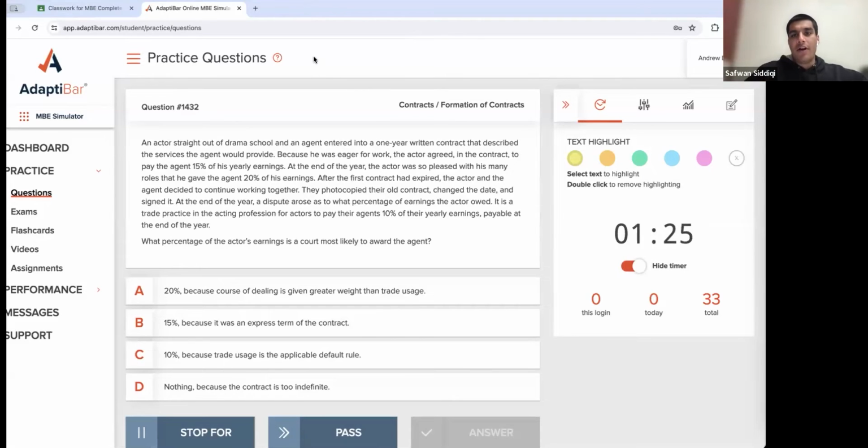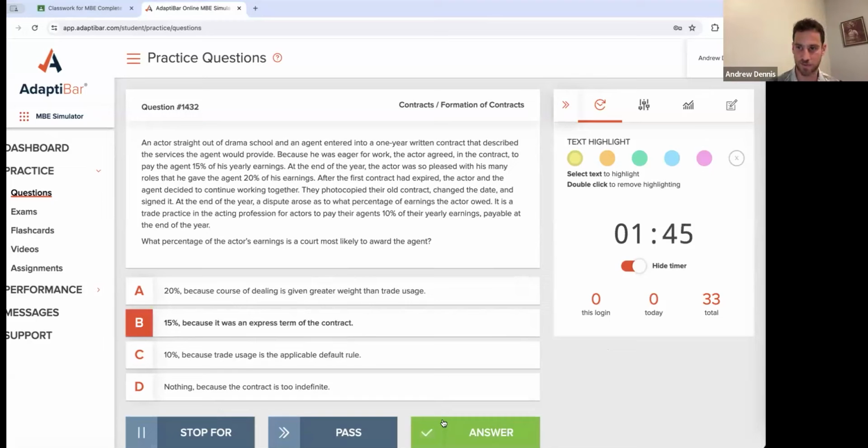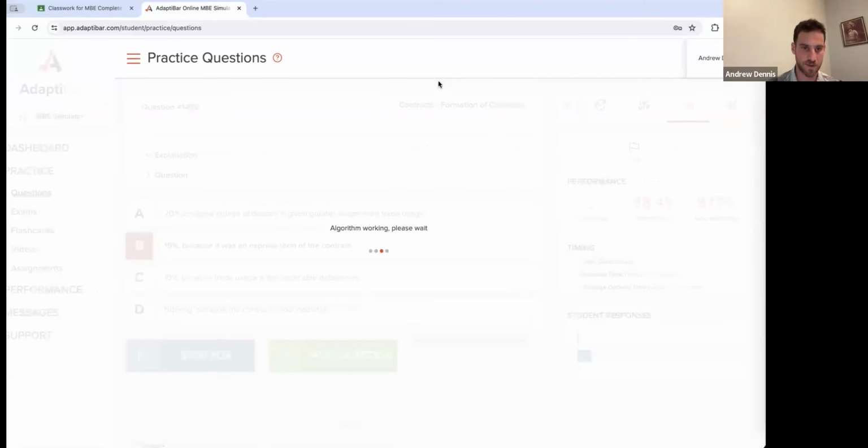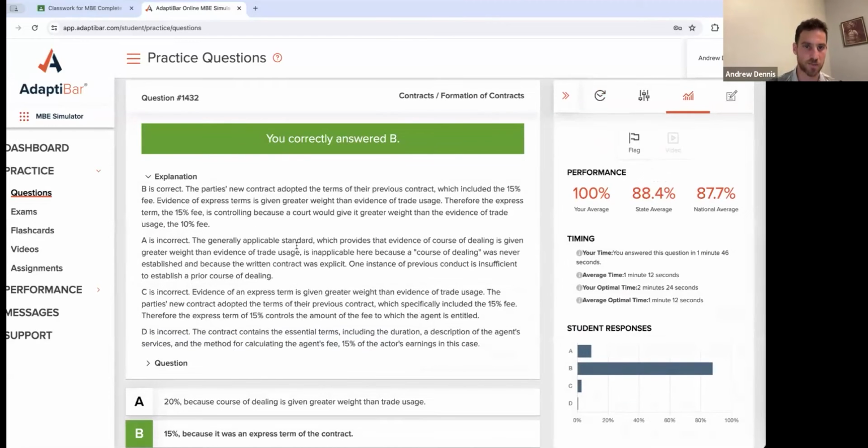B, because there's a hierarchy. If I remember correctly, there's a hierarchy. It's like the express terms of the contract, then their course of dealing, their course of business, and then trade custom. So yeah, I like B. B is the correct answer because it's an express term. Everyone agrees with B? Okay, yeah. B is correct. The parties' new contract adopted the terms of the previous contract, which include a 15% fee.